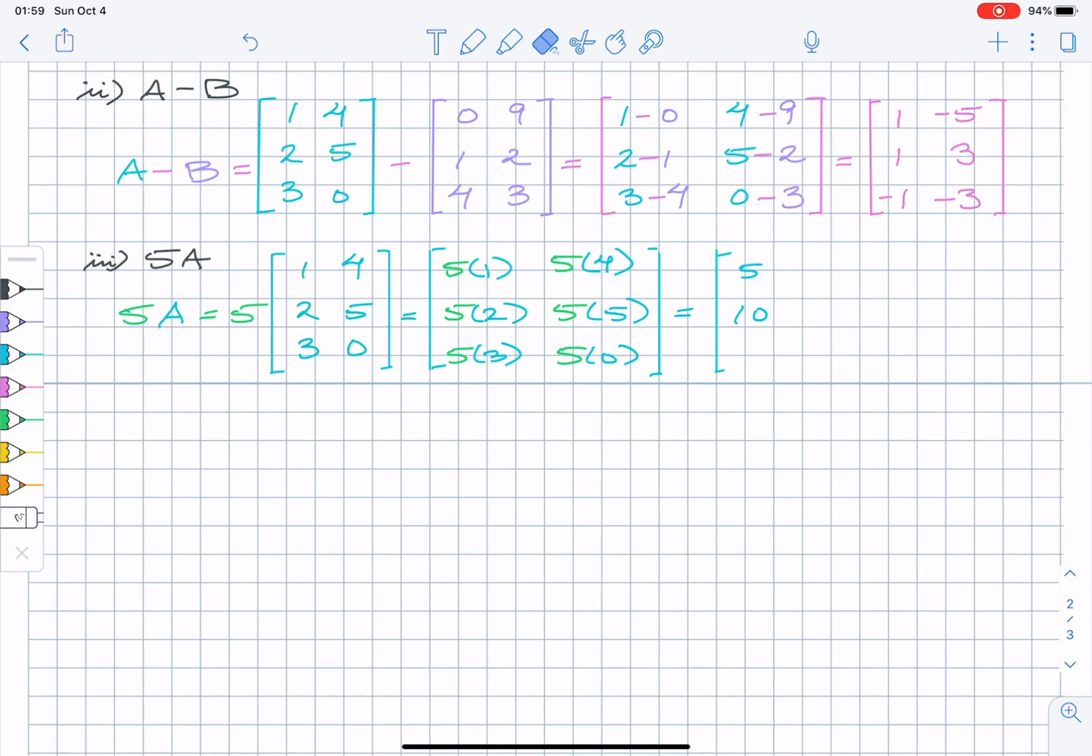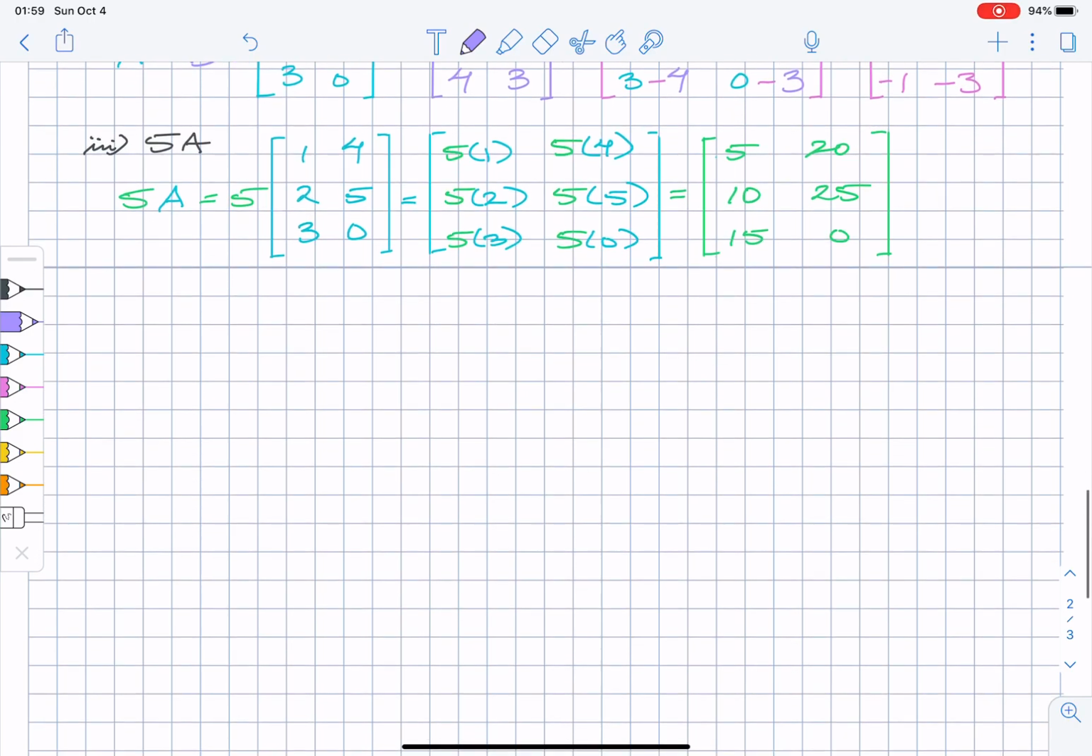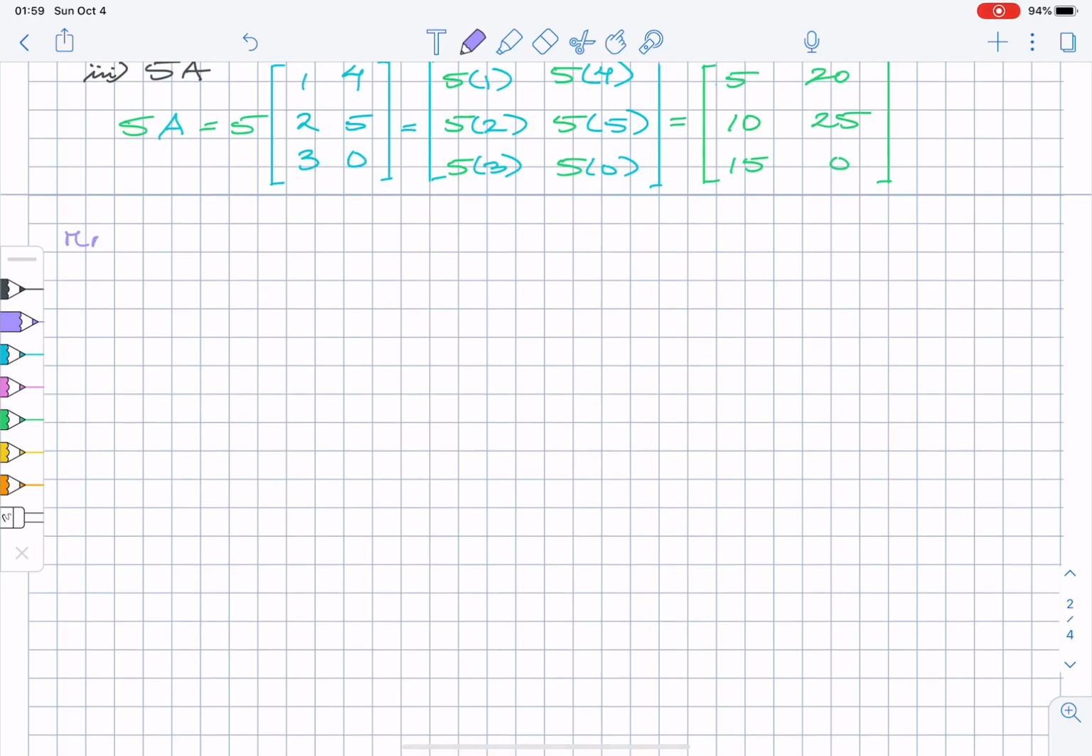actually, let me do it in green, because that's the color I chose for this. 5, 10, 15, 20, 25, and 0. So there we are. Hopefully that is making sense. Okay, now comes the hard part, and it's matrix multiplication. So you'll have to bear with me. It does take a while to get used to. So matrix multiplication.